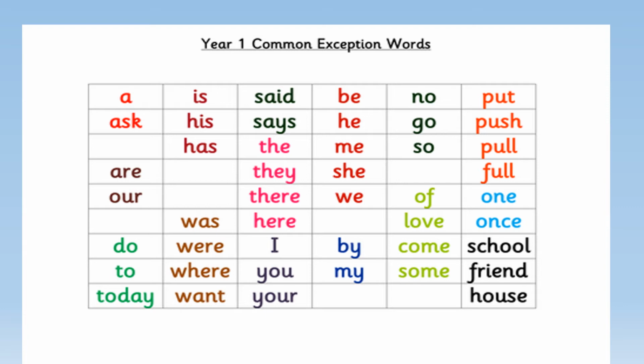These are the Year 1 common exception words, and they can be found on page 21 of your child's planner. These are words where the usual spelling rule doesn't apply, such as in words like friend and said, and words that are used very frequently in their writing, and that's why we introduce them now in Year 1. So it's really useful if your child is able to learn to read and spell these words.